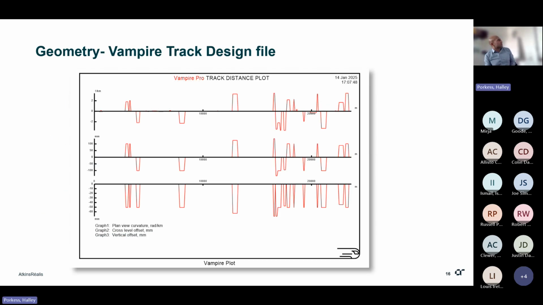So here we've got 3 channels. We've got curvature on the top, cross level or cant in the middle, and vertical offset. It's a 25 kilometer track file. So you can see from the top line it's fairly straight, but there's a few 500-meter curves there. And we've got corresponding amounts of cant which are installed at the curves. And the vertical offset is to acknowledge that the inner rail stays at the same level. As we go through the curves, it's the outer rail which is raised for cant.